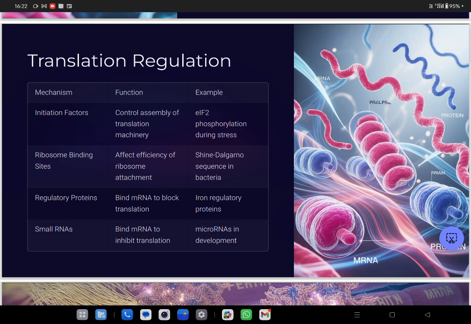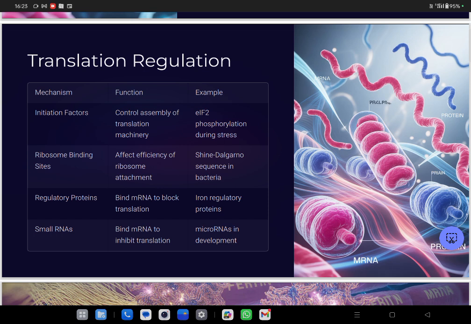Translation has some initiation factors which control the assembly of the translational machinery. For example, you have read about eukaryotic initiation factor 2, which gets phosphorylated during stress. Then you have the ribosome binding sites, which affect the efficiency of ribosome attachment. These help the ribosomes to be more stably attached to the messenger RNA. For example, the Shine-Dalgarno sequence in bacteria, the Pribnow box. And in eukaryotes, it is the Kozak sequence.